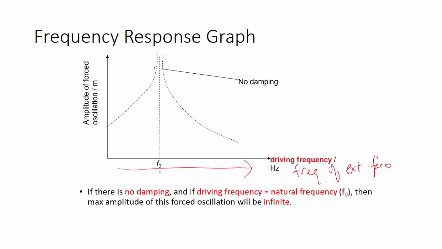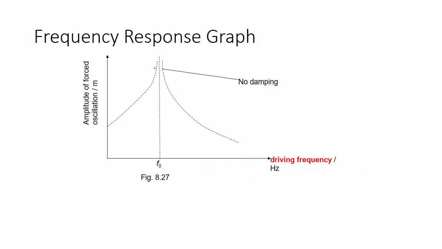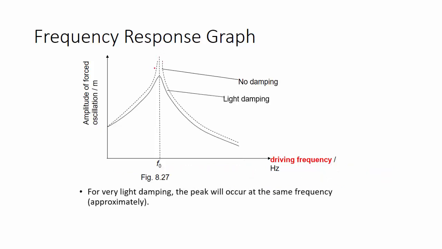But in real life, of course, there will be some kind of damping force that takes away some of the energy, so that the amplitude doesn't go to infinity. So there will be some peak here, right? This peak happens around the natural frequency. So F0 is the natural frequency of the system, when there is no external driving force.